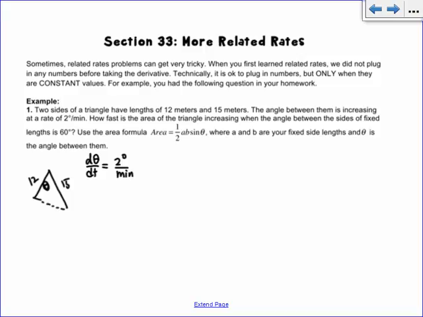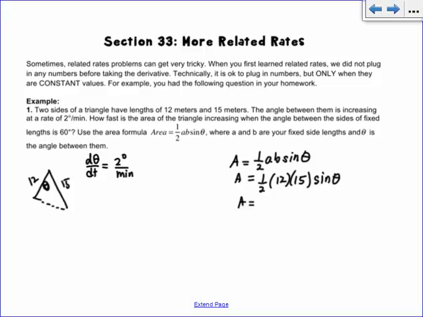We can't plug in 60 degrees for theta because we're asking, at that instant in time, how fast is that angle changing? It's changing throughout the problem, so we have to plug it in after we take the derivative. We're using A equals 1/2 ab sine theta. But we know we can plug in 12 and 15 for our side lengths because those are constant lengths. But we can't plug in anything for theta because it's changing.